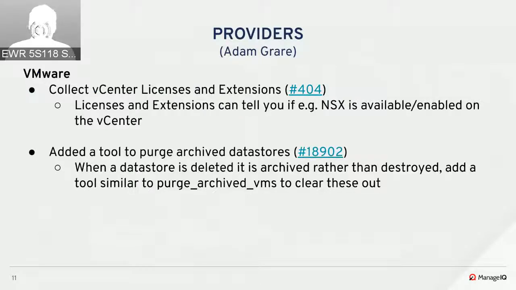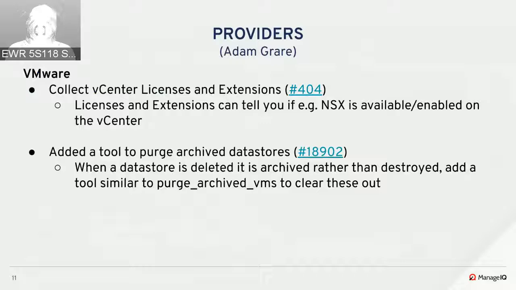On the VMware side, we added the ability to collect license and extension information about the vCenter. This will tell you, for example, if extensions like NSX are enabled on the vCenter, which will help V2V be able to tell if they're able to do migrations of certain VMs.